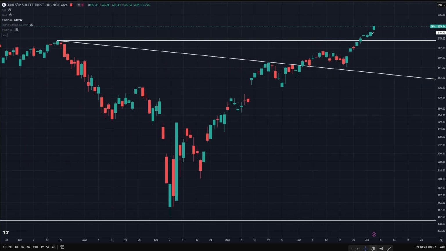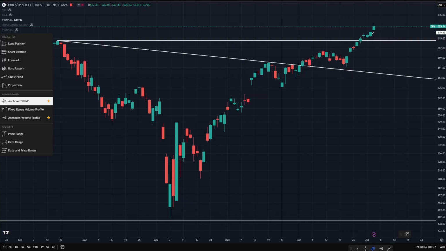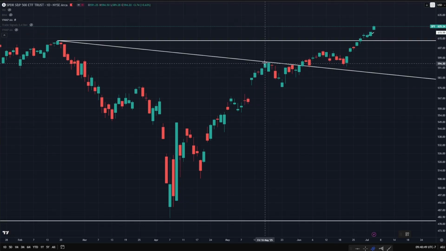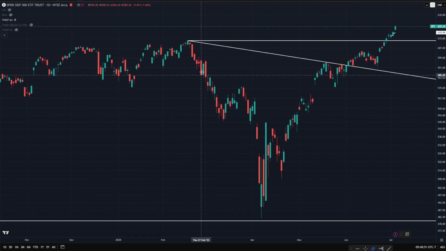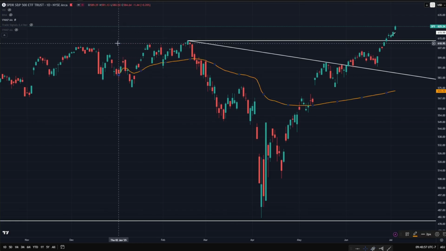For example, you can also manually plot VWAP on TradingView with this anchored VWAP button here, and you can pick whatever anchor point you want. For example, if I go to January 1st, which is the beginning of the year, the first quarter of the year, and I anchor it, it gives a good idea. It's so easy to read.